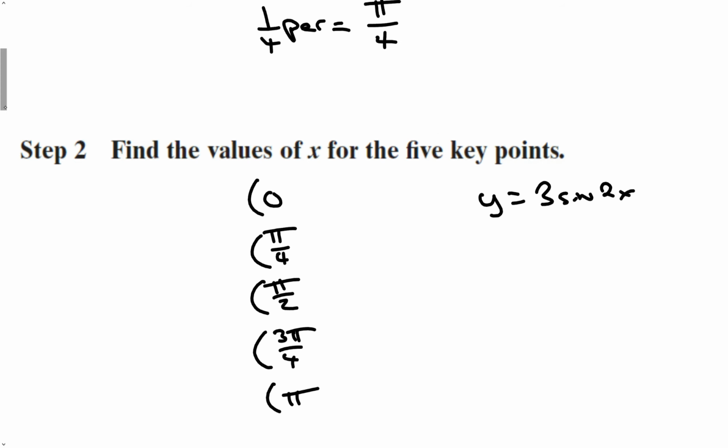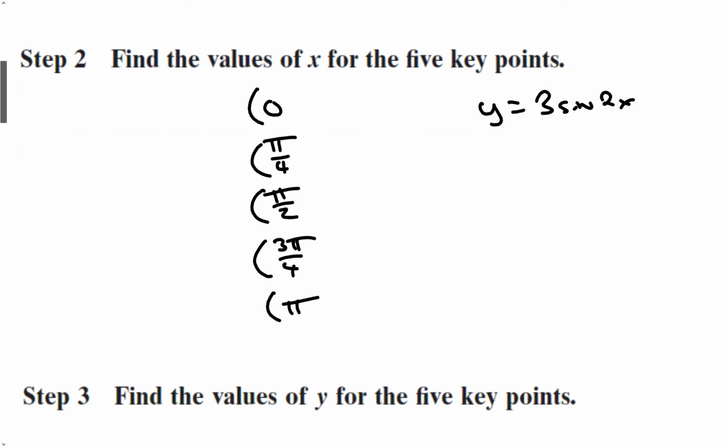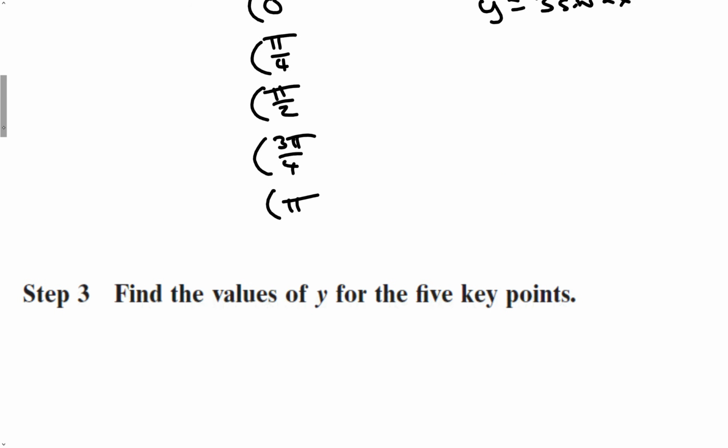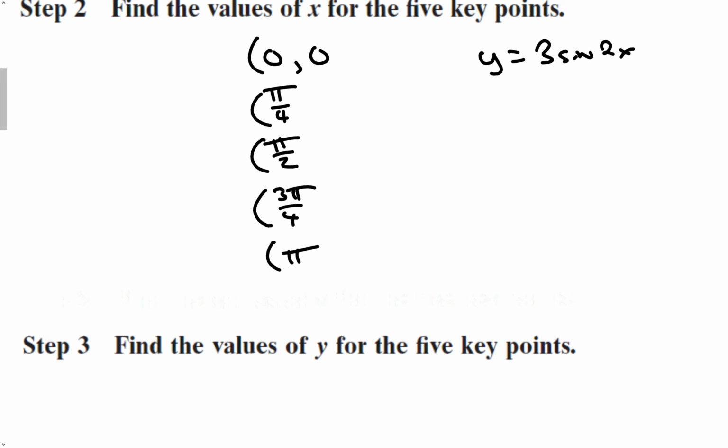Okay, so notice that the 3 is positive, so we're still going to go from 0, right? If I plug 0 in here, 0 times 2 is still 0. Sine of 0 is 0 times 3 is still 0. Watch what happens with pi over 2.